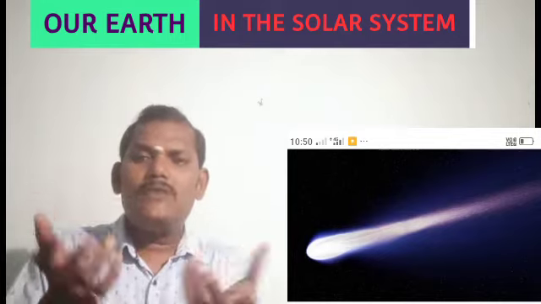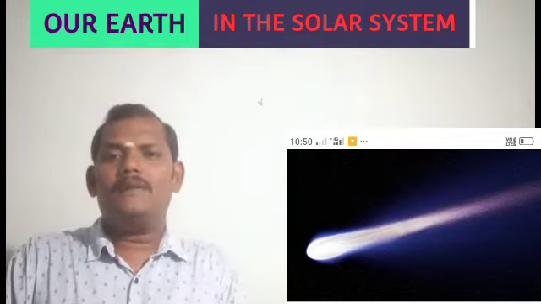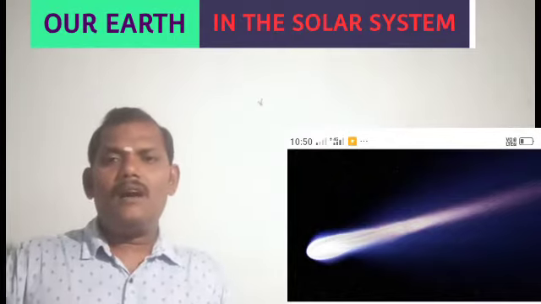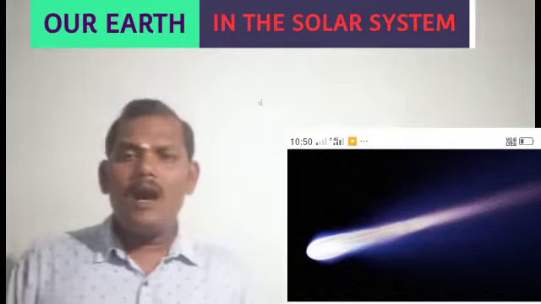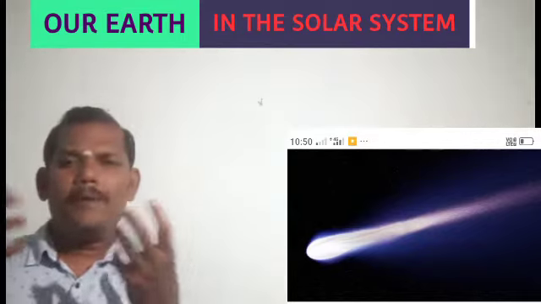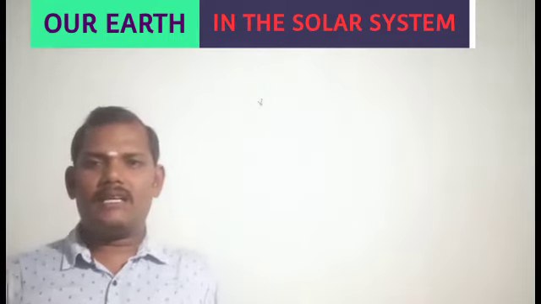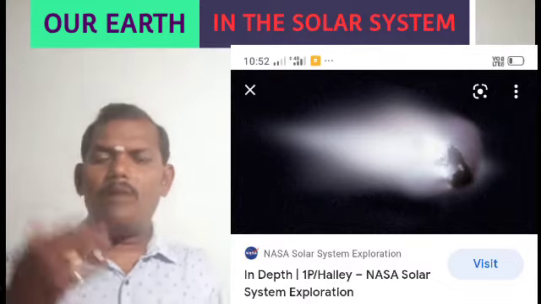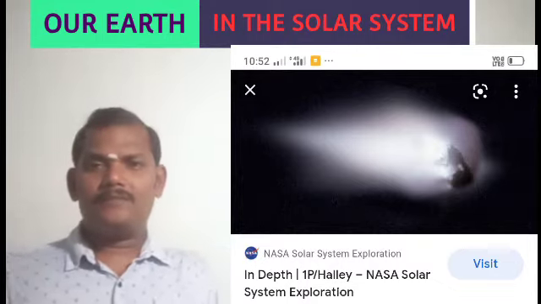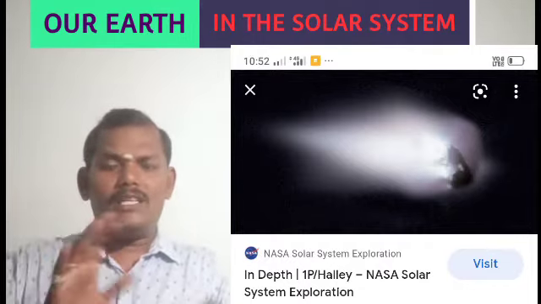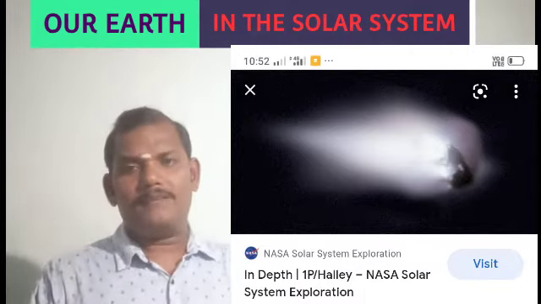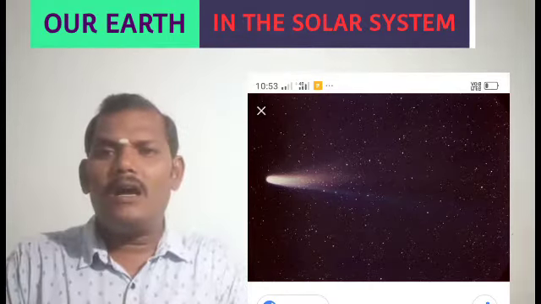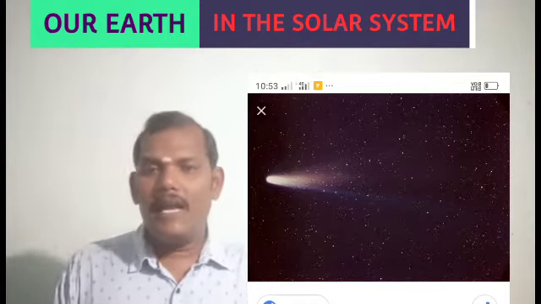How is it formed? The head is formed of solid material like ice, and the tail is formed by gases. Sometimes, in very rare conditions, these are also seen from the earth. A great example is Halley's comet. It appeared in 1986 and will appear again in 2061. That means every 76 years, these comets appear.